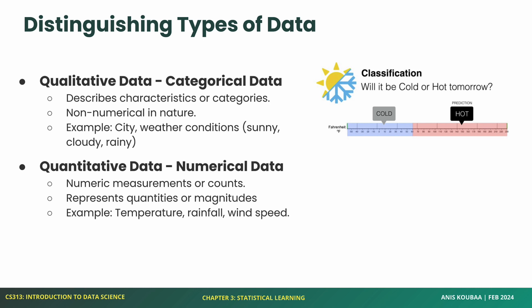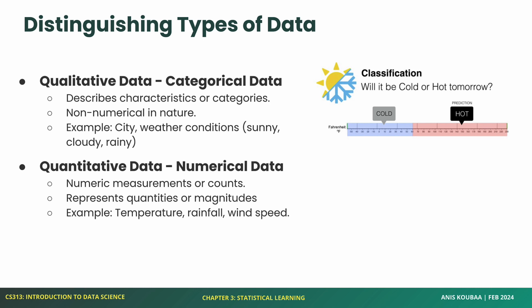For example, when you use qualitative data, like the weather is sunny or cold or hot, here we talk about classification. It means I want to predict or classify what the weather will be tomorrow, given the current state today or a previous state. So classification is a machine learning model that deals with categorical or qualitative data.